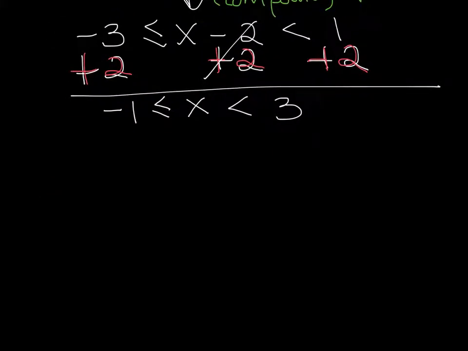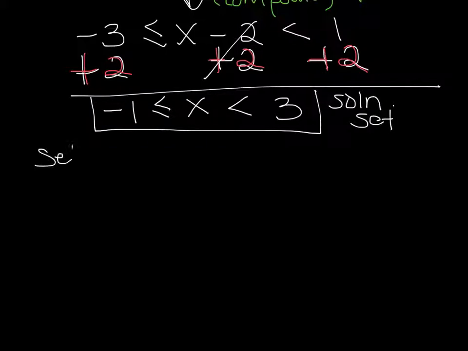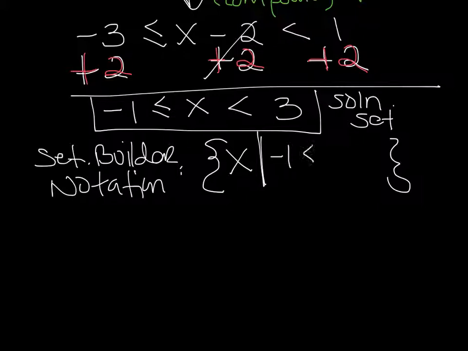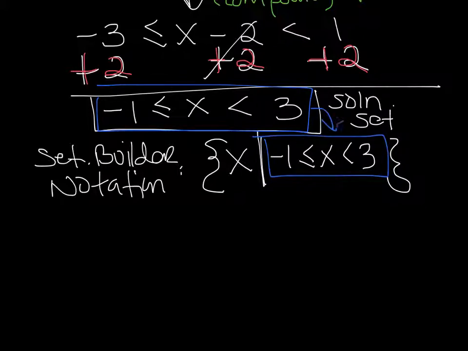Okay, so this is your solution set. The set builder notation, again, is the set x such that, so all the real numbers such that, and then all you have to do is substitute what we have above. Let me maybe make that blue. All you have to do is plug that in in order to write it in set builder notation.